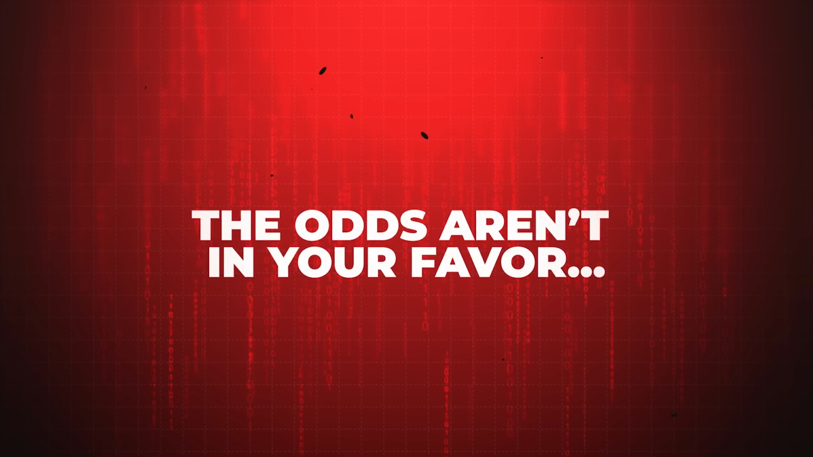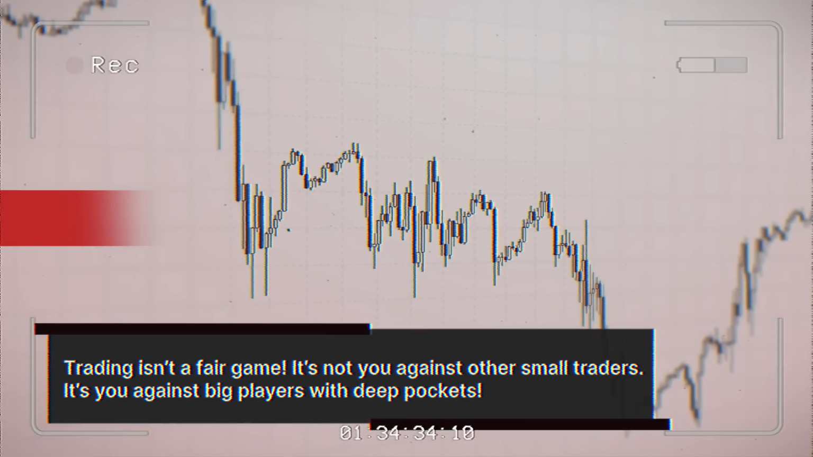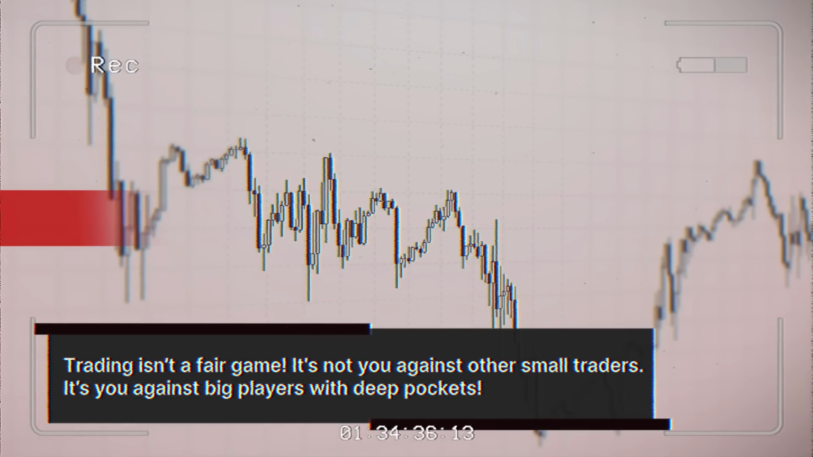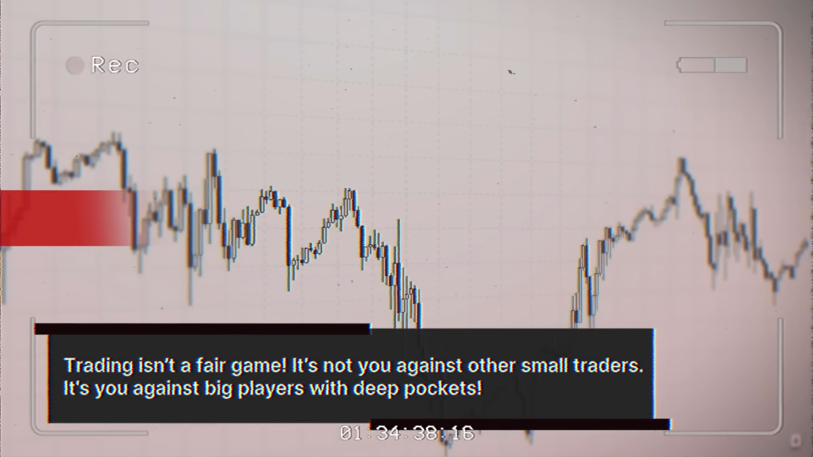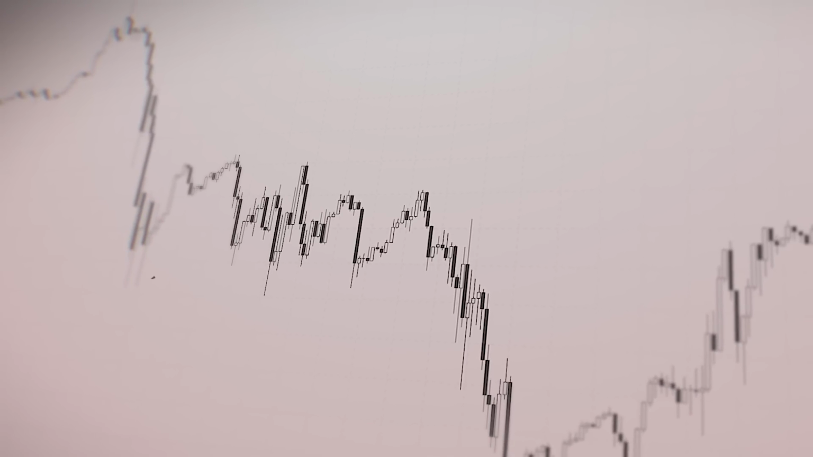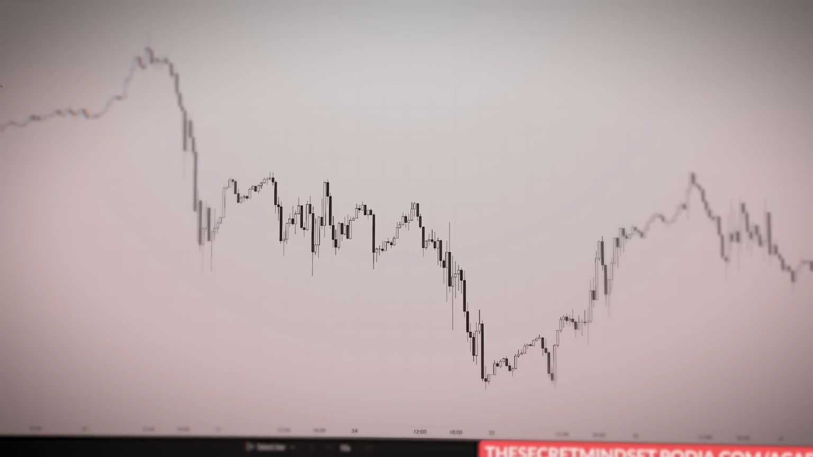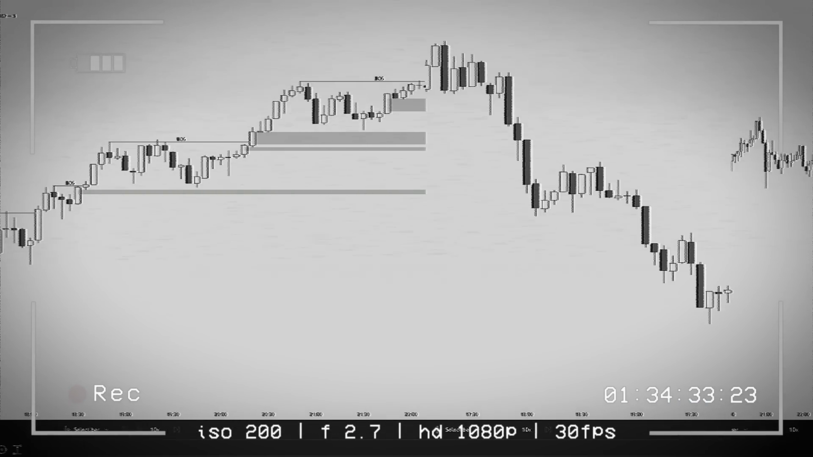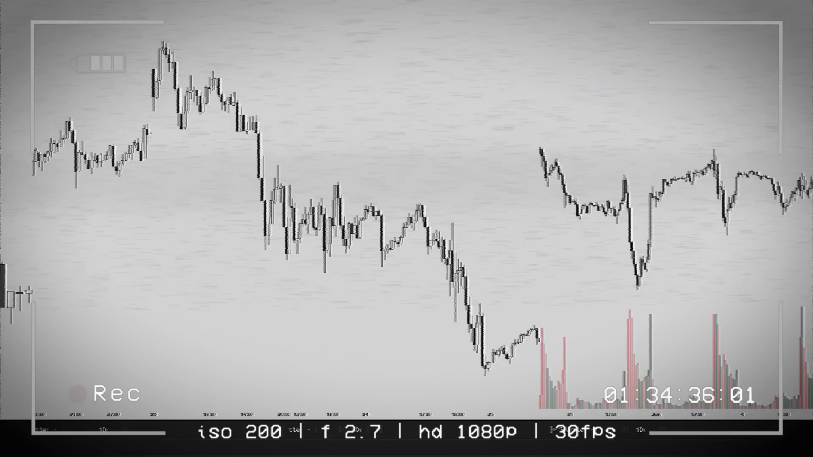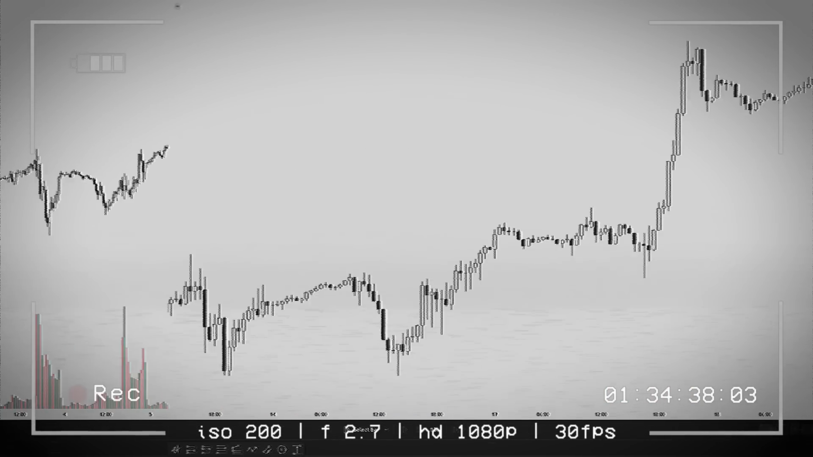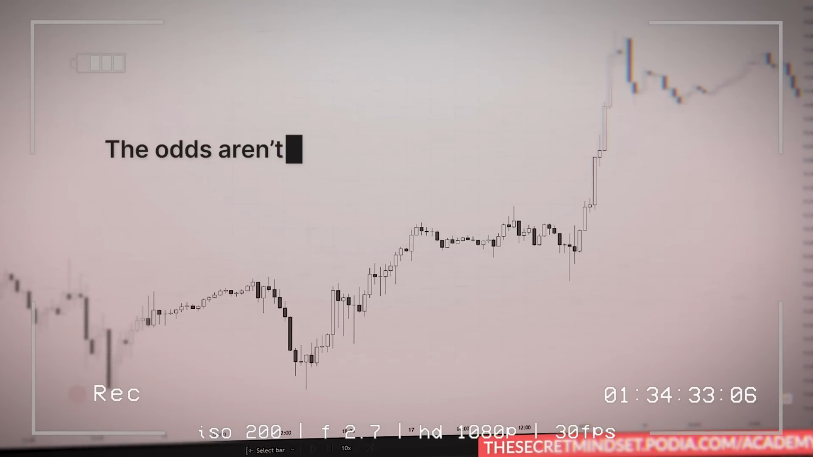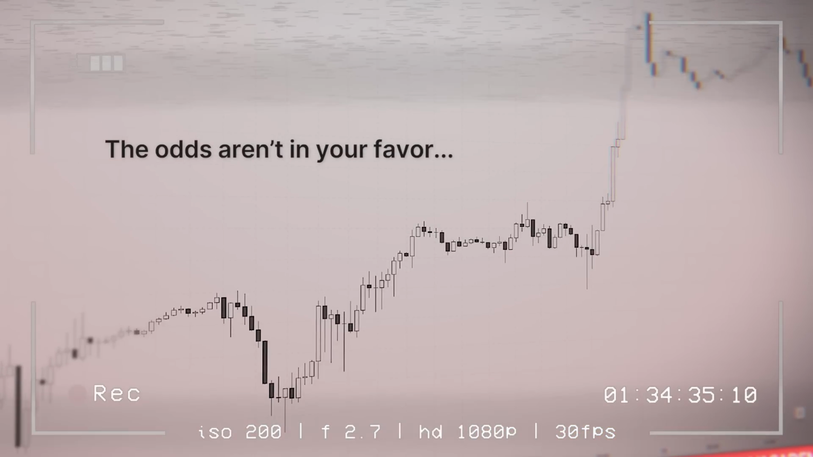concepts. Trading isn't a fair game. It's not you against other small traders. It's you against big players with deep pockets. These big traders have more money, better tools, and access to info you don't have. They know how retail traders think, and they use this to trick small traders like you and me. Here's the reality. The odds aren't in your favor.